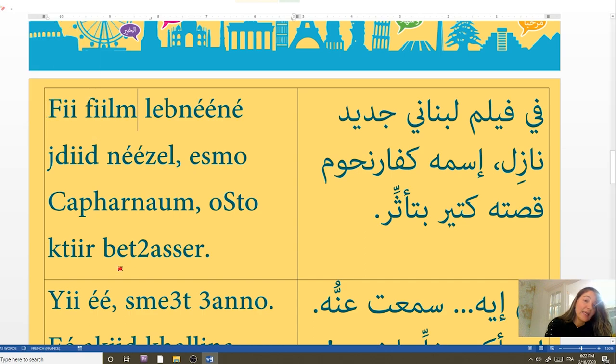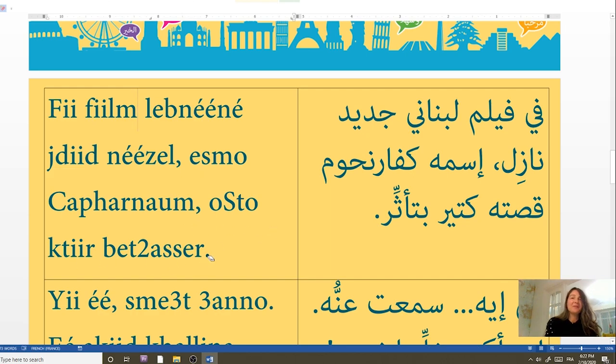قصته كتير بتأثر. بتأثر means it touches you. In English, you would say it's touching. In Arabic, you would say it touches, which means it's touching, okay? So قصته كتير بتأثر. Its story touches, which means its story is very touching. Let me repeat this sentence. في فيلم لبناني جديد نازل اسمه كفرناحوم قصته كتير بتأثر.